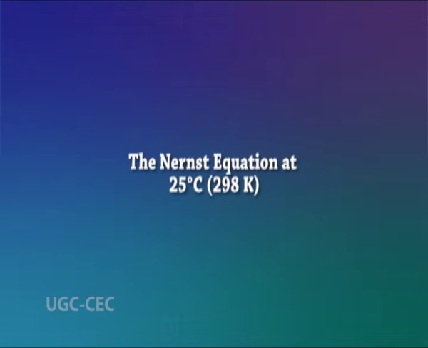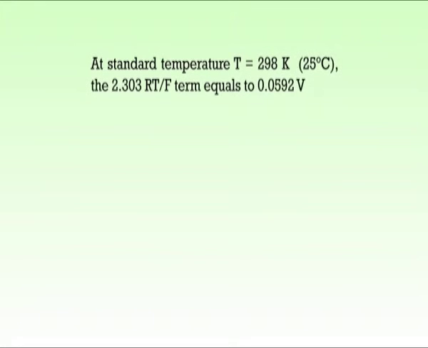And let's look at the Nernst equation at 25 degrees Celsius, which is 298 kelvins. At any specific temperature, the Nernst equation, which is derived at equation 4, can be reduced into a simple form. So at standard temperature, which is T equals 298 Kelvin, which is 25 degrees Celsius, the 2.303 RT by F term equals 0.0592 volts.